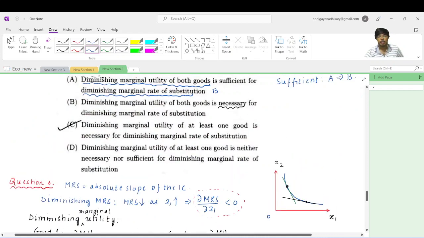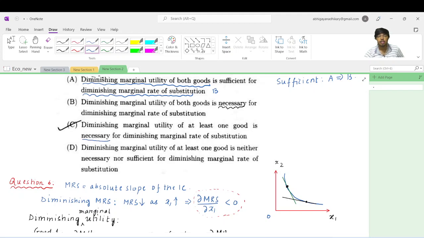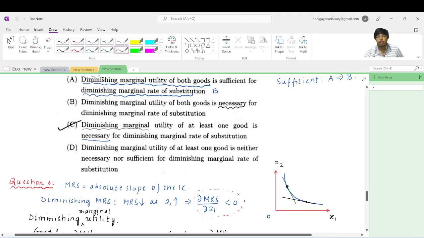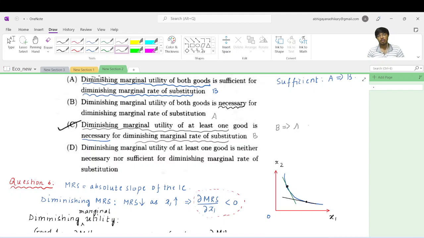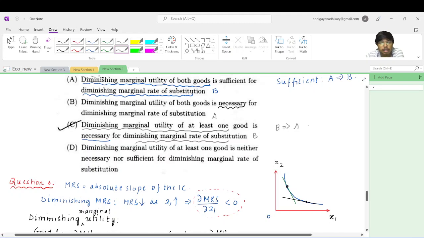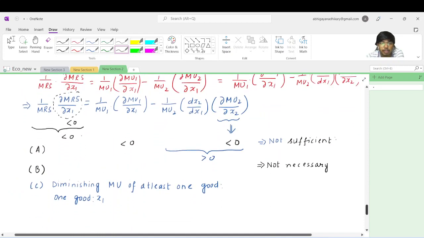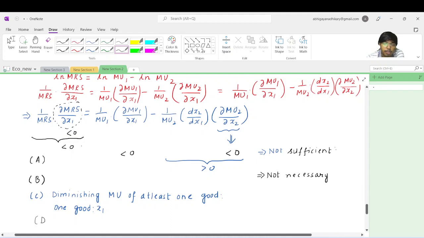So this part C, where we were supposed to check the necessary condition. So over here, what is my initial statement? This part of at least one good, and the second part, diminishing marginal utility. So what are we checking for necessary? B implies A. That means whether diminishing marginal rate of substitution ensures that at least one of the goods exhibits diminishing marginal utility. That also can't be ensured. So essentially we are left with option D. It's neither necessary nor sufficient. That's the answer.